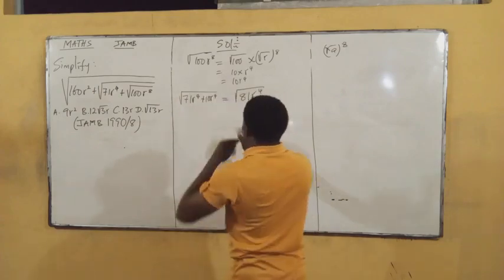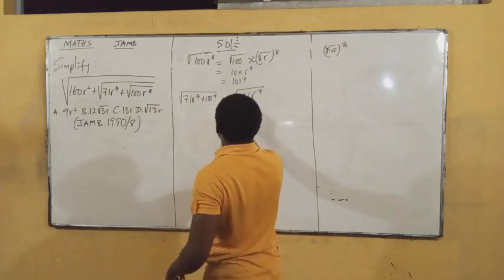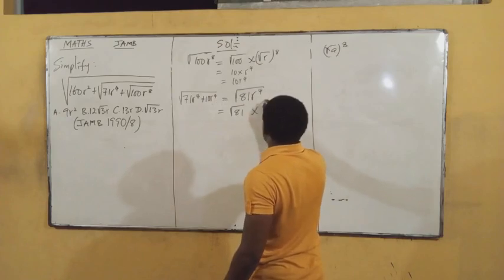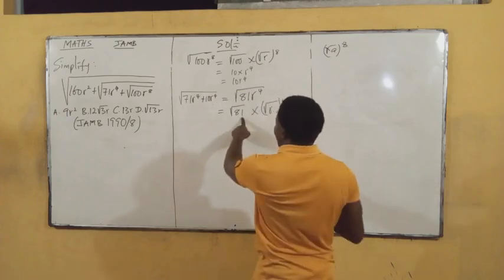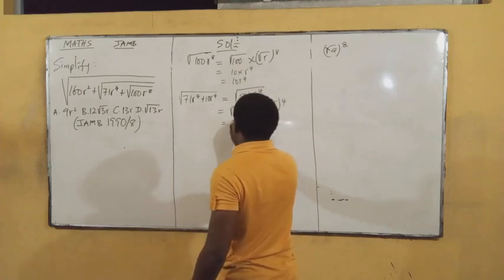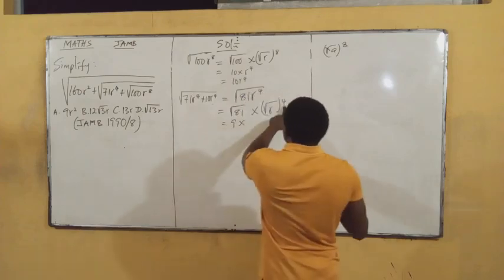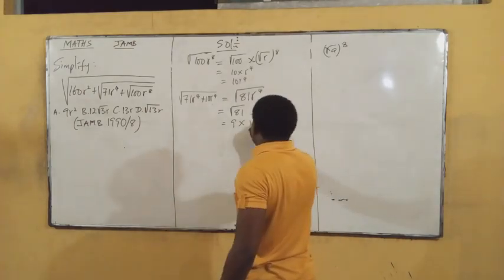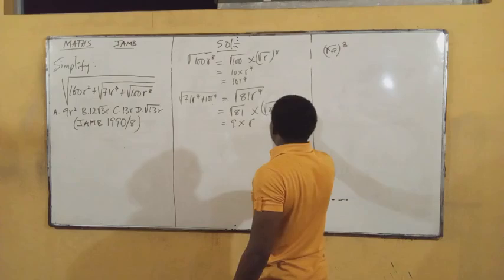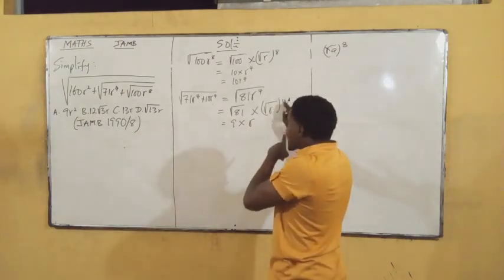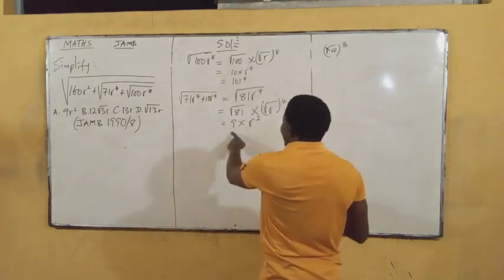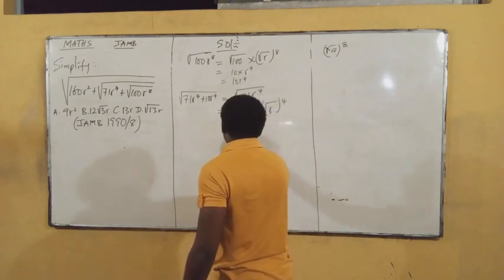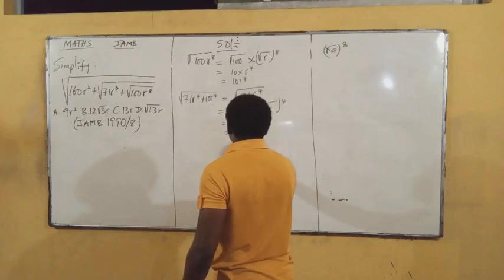Just like I did before, I can separate them. That is the square root of 81 times the square root of r to the power of 4. The square root of 81 is 9. This gives me 9 times, and remember there is a square in 4. That square will cancel the square root sign. What is left there? 4 divided by 2, which is 2. So 9 times r to the power of 2 gives me 9r to the power of 2.